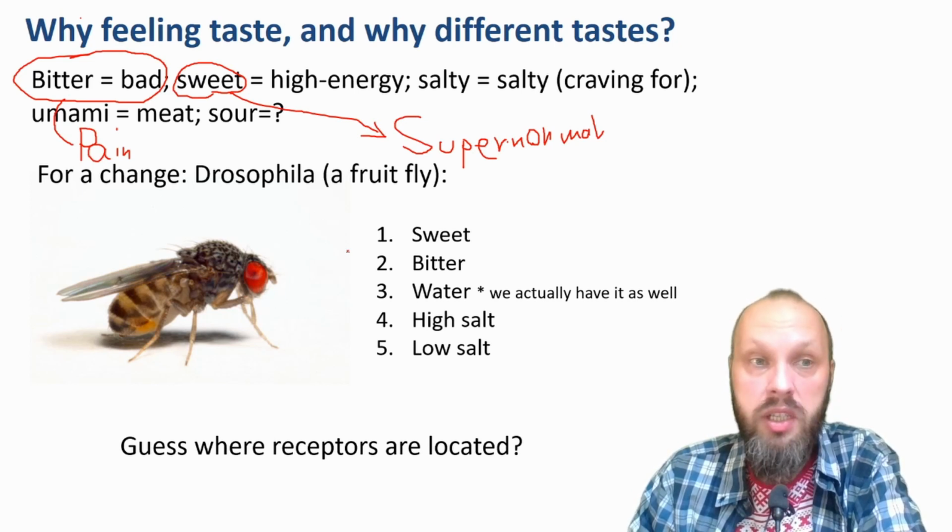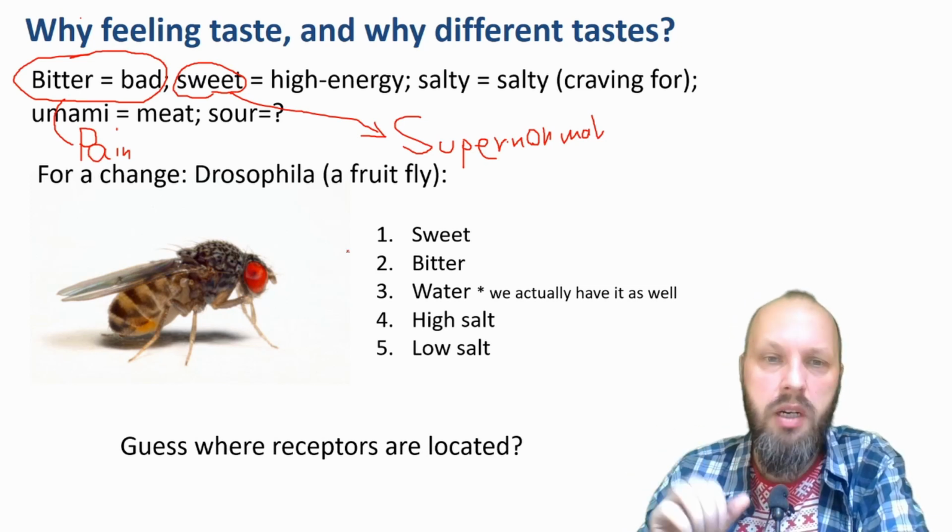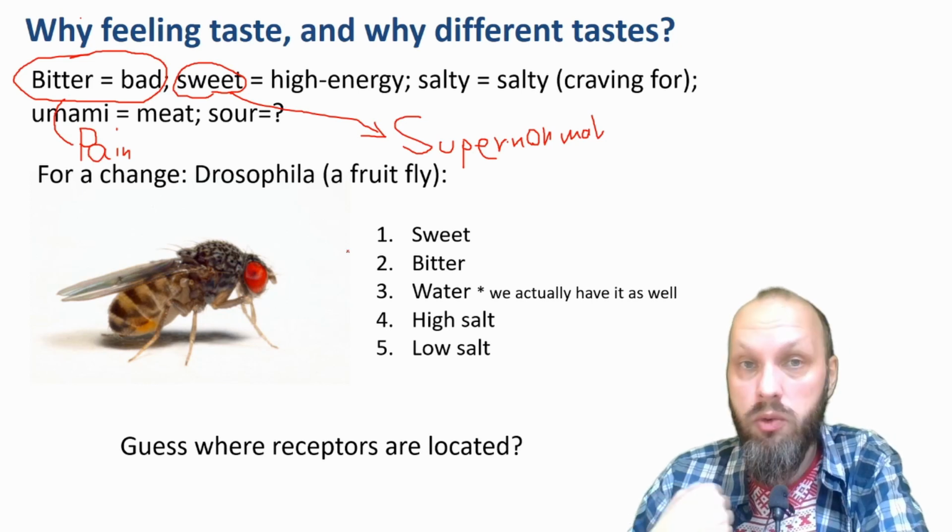We don't see a receptor for umami here, which kind of makes sense because meat doesn't mean anything for a Drosophila. We also don't see a receptor for sourness, but maybe it's tasted differently. Let's park that. The interesting part is where the receptors are.